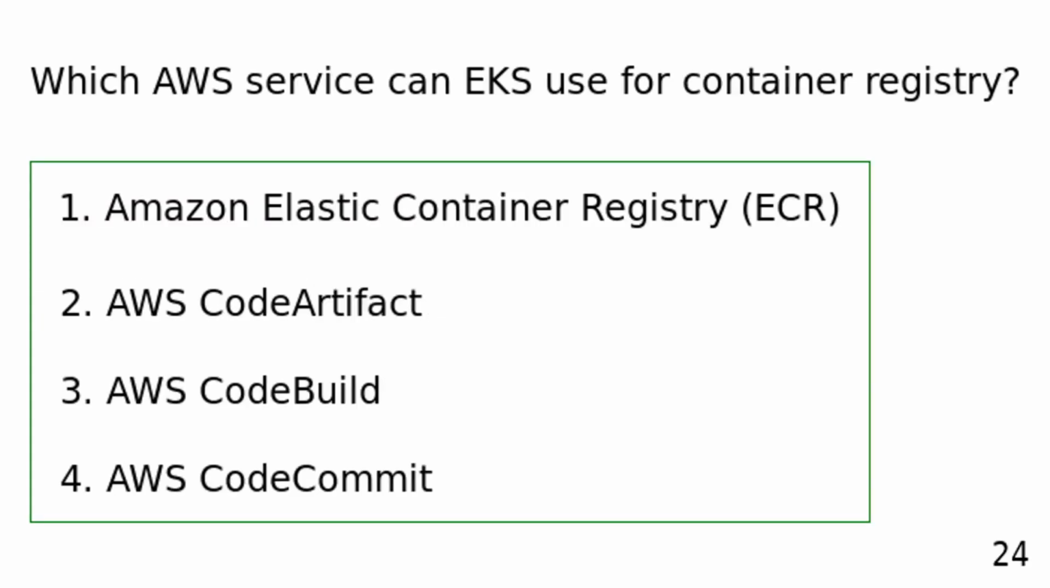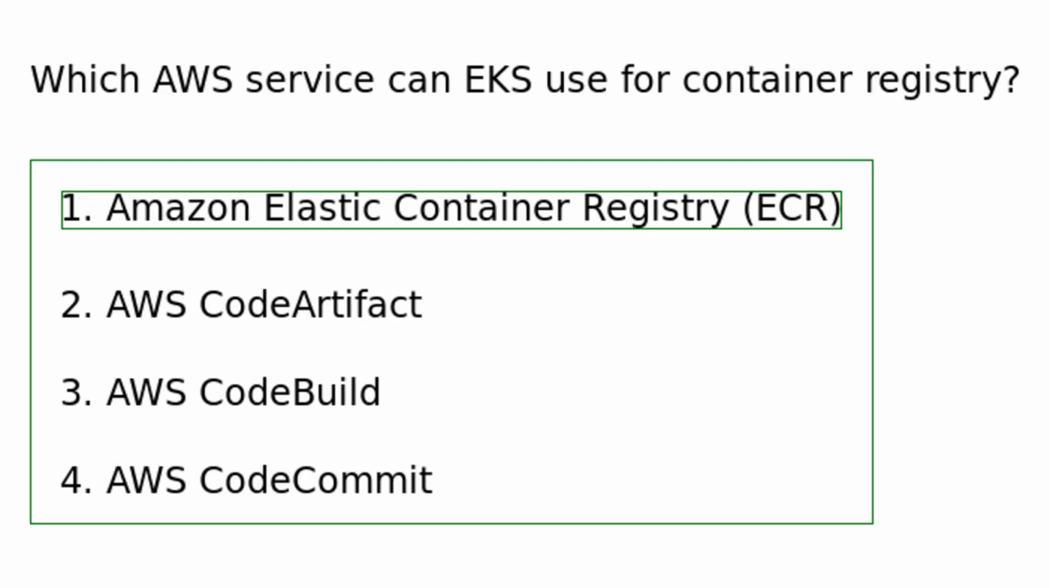Which AWS service can EKS use for container registry? Amazon Elastic Container Registry. AWS Code Artifact. AWS Code Build. AWS Code Commit. Amazon ECR is AWS's fully managed Docker container registry that integrates seamlessly with EKS.